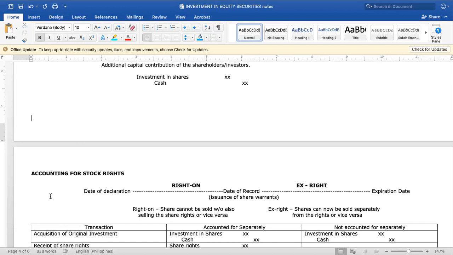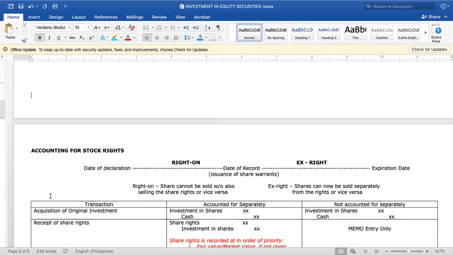Okay, so also in accounting for stock rights, you also have ginatawag na right on and ex right. So right on, if you sell your share or if you sell the rights, di ba? Lahi ang shares, lahi ang right. If you sell the rights and or the shares between the date of declaration and before date of record. So when you say right on, share cannot be sold without also selling the share rights or vice versa. So basically, ay mong gibaligya dire duha gyapon sa the shares and the rights. Diba? So ex-right pod, that is shares can now be sold separately from the rights or vice versa. So if you sell the shares after the date of record but before the expiration date, then you can sell separately. Diba? You can sell separately the shares and the rights, share rights nimo. So under ex right, it can now be sold separately from the rights or vice versa.